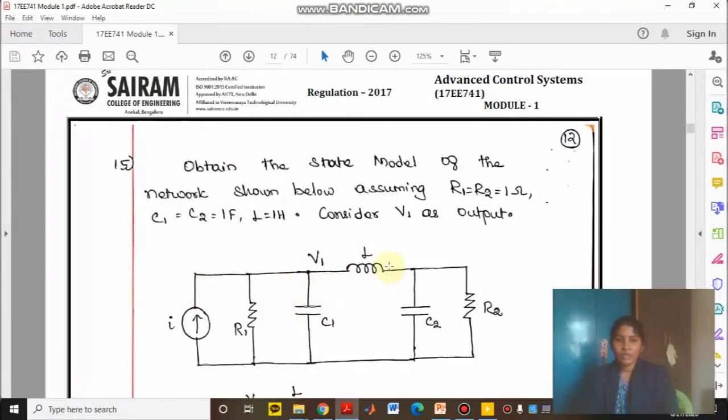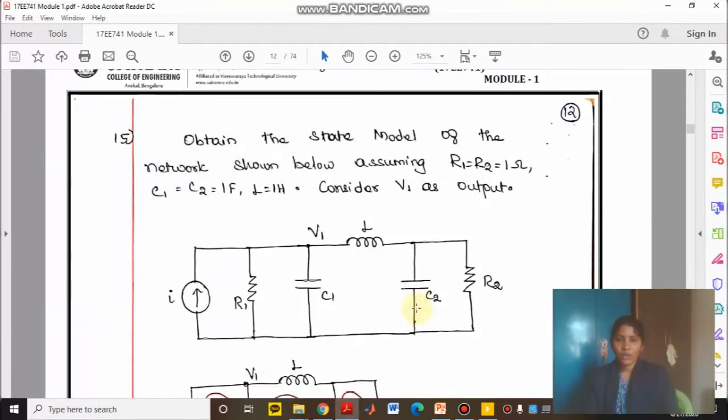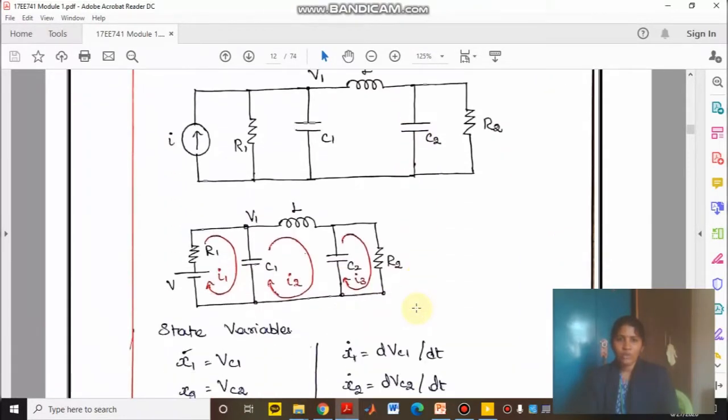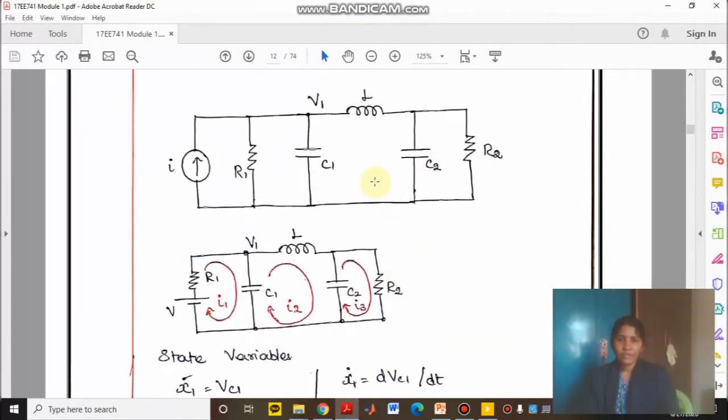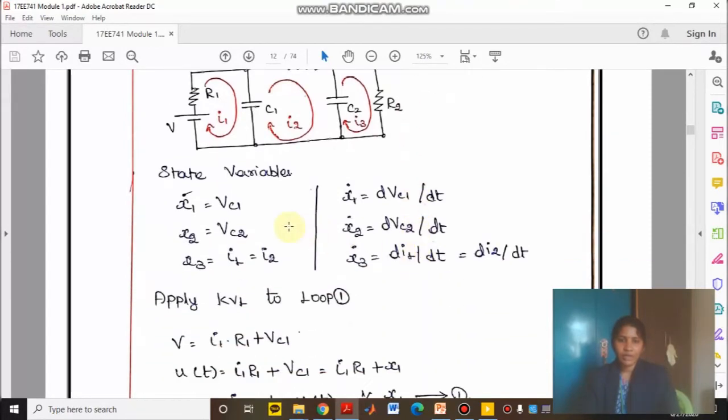When you look at this electrical network, we have three energy storage elements: C1, C2 and L. So we have three state variables, X1, X2, X3. If it is an inductor, the state variable is going to be the current. If it is a capacitor, the state variable is going to be the voltage. So we have identified the state variables X1, X2, X3.